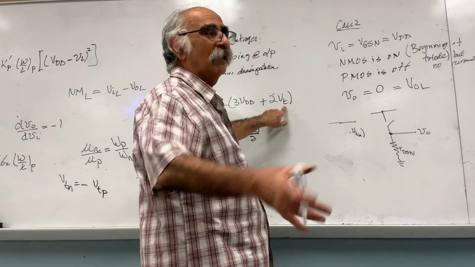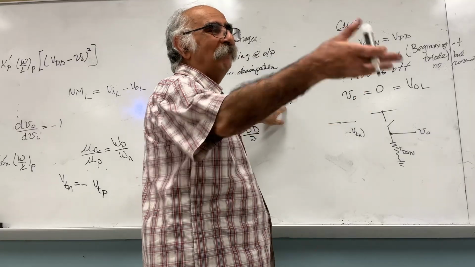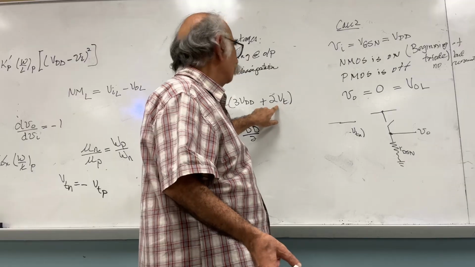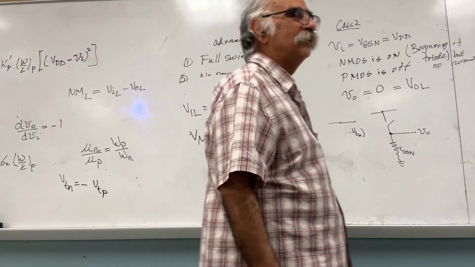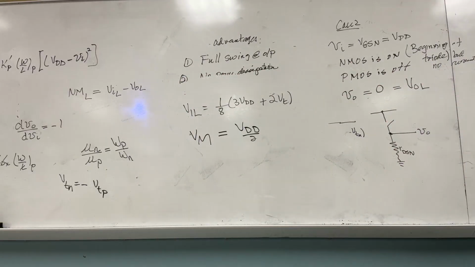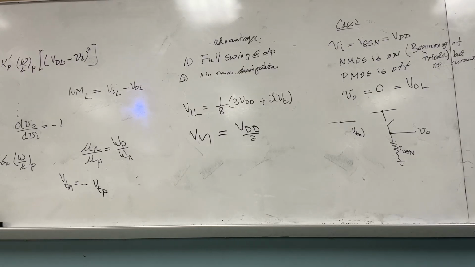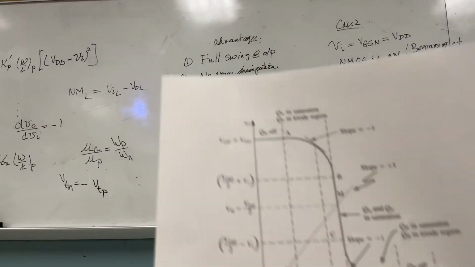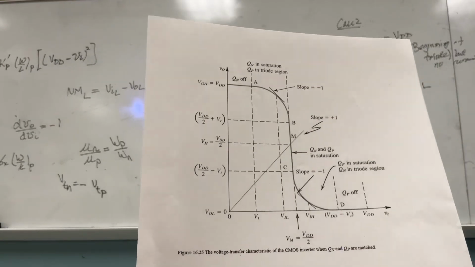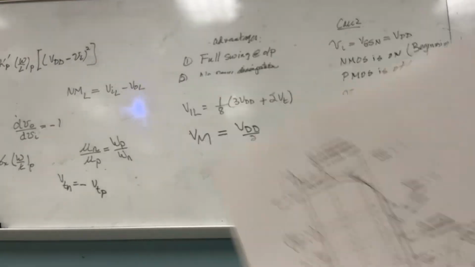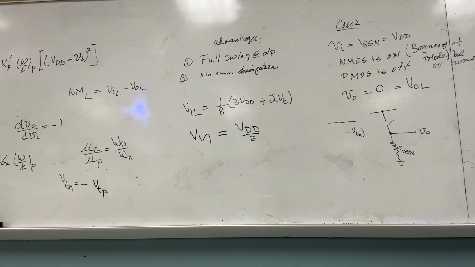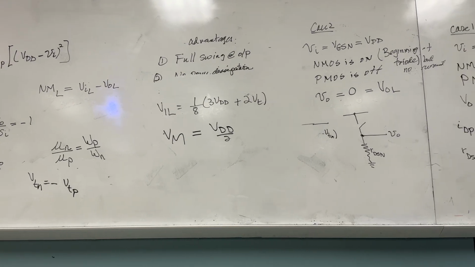Why is it lower than 4 VDD? This VT is around 0.5 volt. Times 2 is what? That's smaller than VDD. Did you get it or not? You can see it, by the way, in the graph. You see the VDD over 2? VIL is lower than it. In the ideal inverter, it is equal to. Clear?